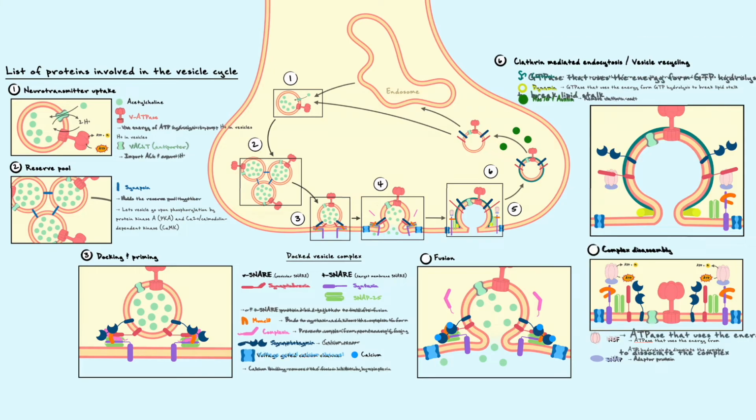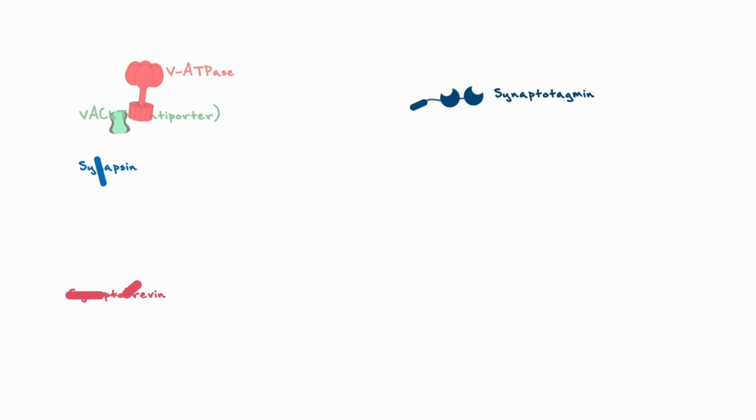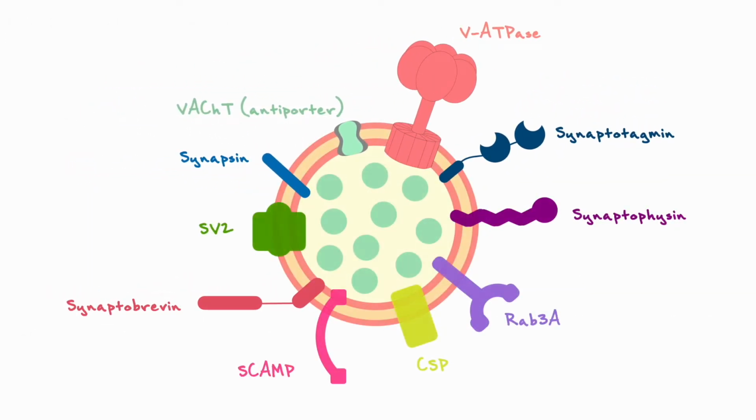In summary, a lot of proteins are involved at each step of the vesicle cycle, and they each have their role to play to make the vesicle cycle an efficient process. Any deficiency in any of these proteins will result in hindered chemical transmission. Obviously, this is not an extensive list, and many more proteins contribute to the efficiency of this process. For example, if we consider the proteins on the vesicle, we've only scratched the surface of all the proteins that are there and contribute to the cycle.